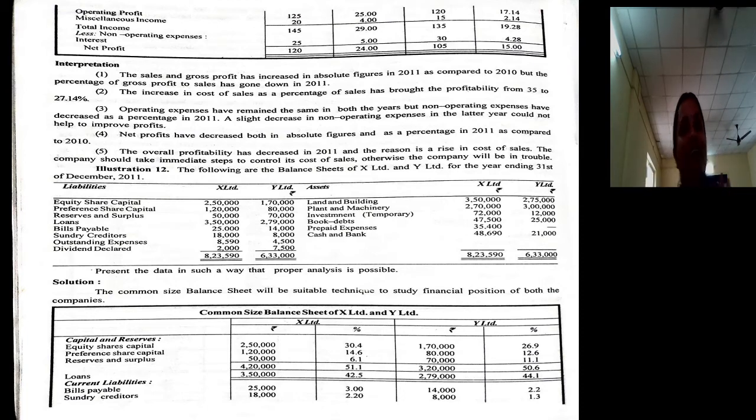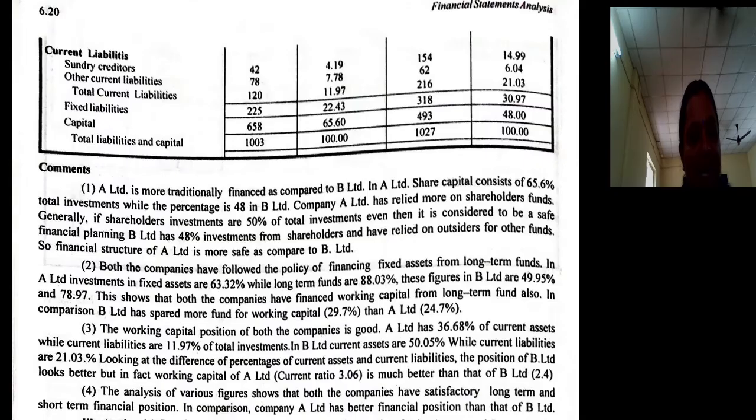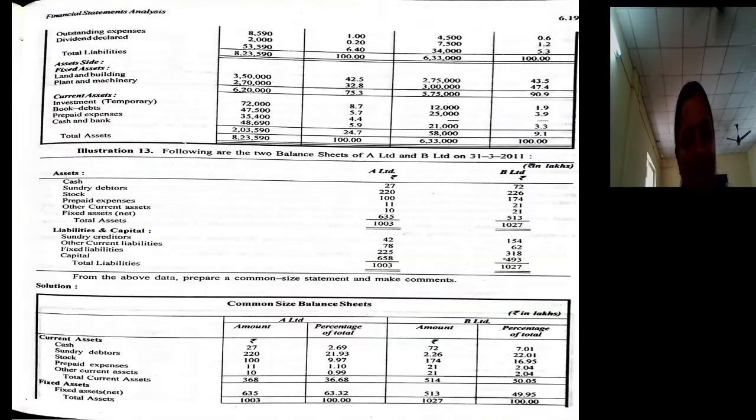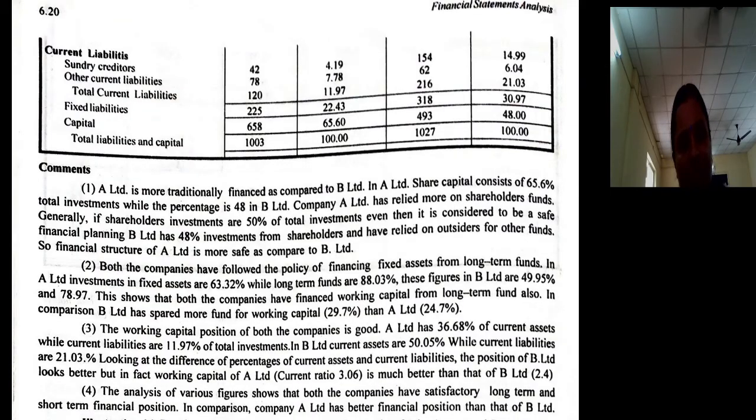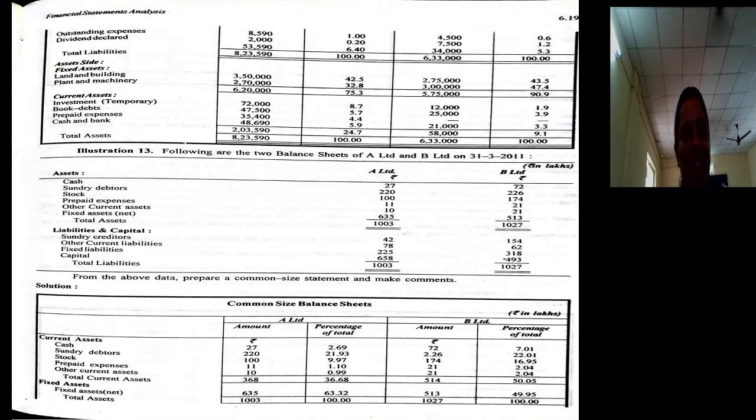Afterwards, you need to give what is that interpretation. But while giving interpretation in case of this problem, you need to compare company X with company Y. That is very much important. This is all about this illustration. So I think only one illustration is left. Yes, we'll solve this illustration also.